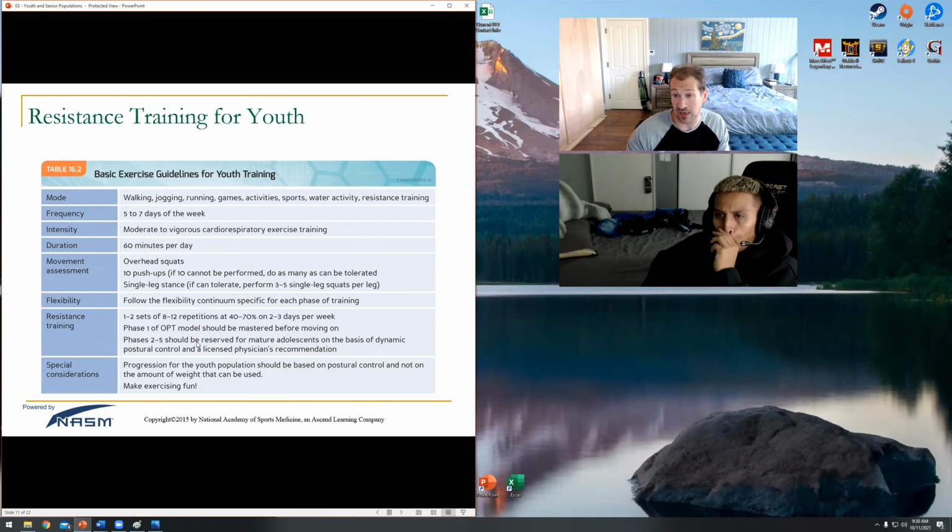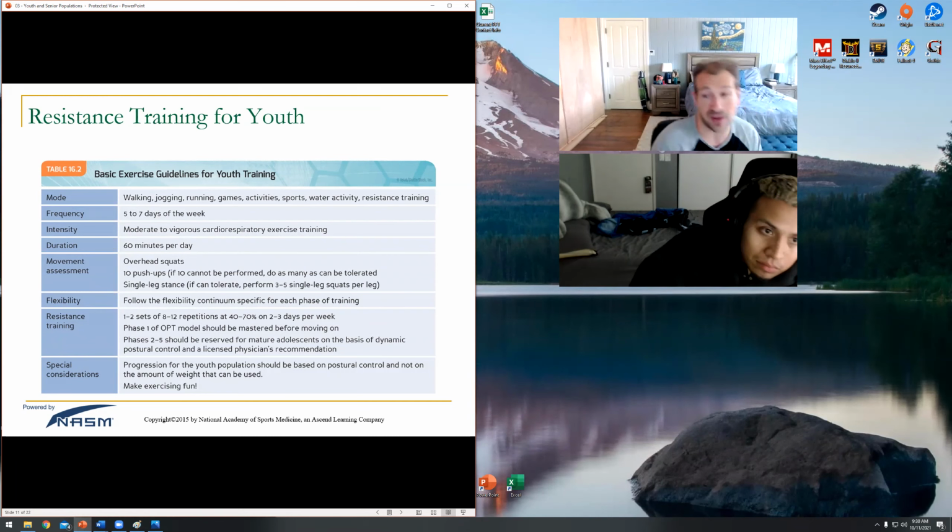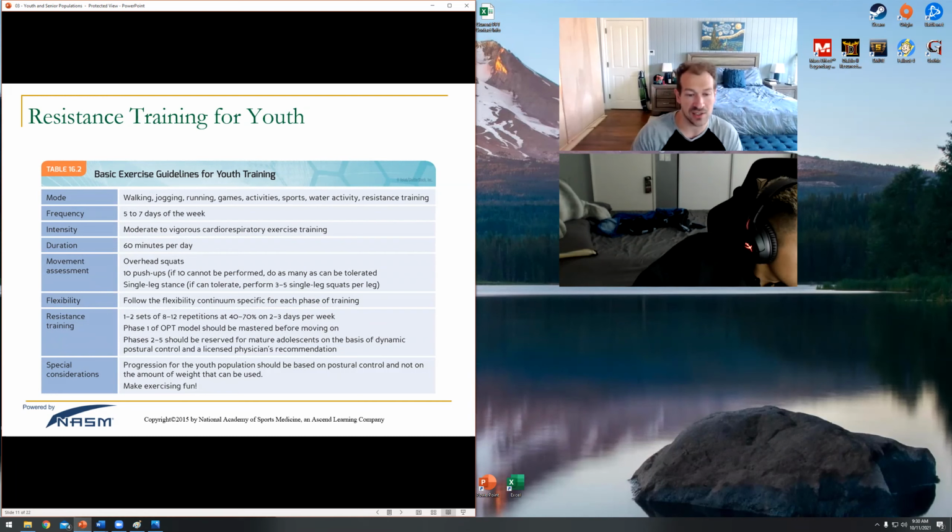And then resistance training. Here are our general rules. We're going to say 1 to 2 sets of about 8 to 12 repetitions at about 40 to 70% of your 1 rep max. So if you've got a kid that you're training, generally you're going to keep it around 1 to 2 sets. And you're probably going to stay in phase 1 of the OPT model before you move on to phases like 2 or maybe phase 5, when it comes to your strength training.